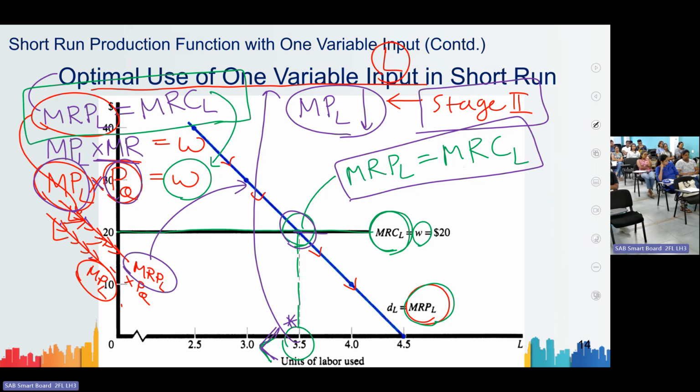Why is it optimum? Why do we call it the optimum level of labor? That is what we are going to understand next. Is this clear for you? Any questions?